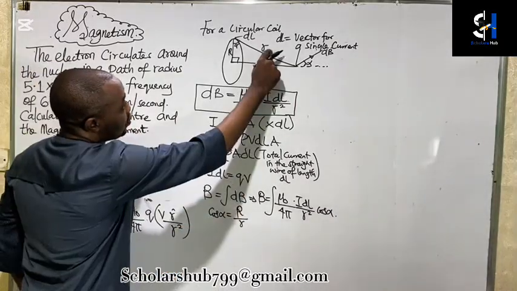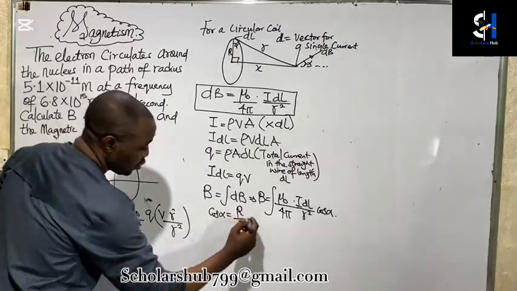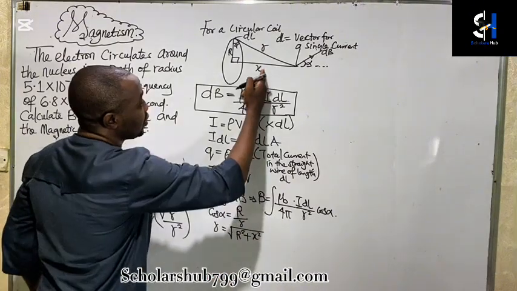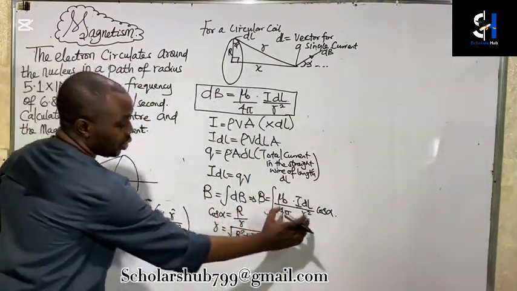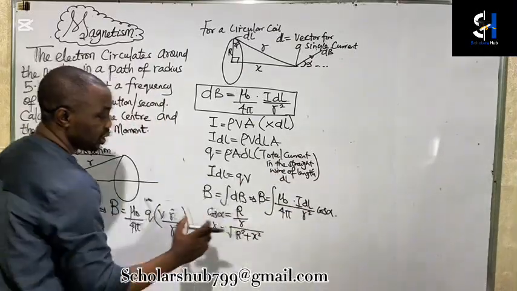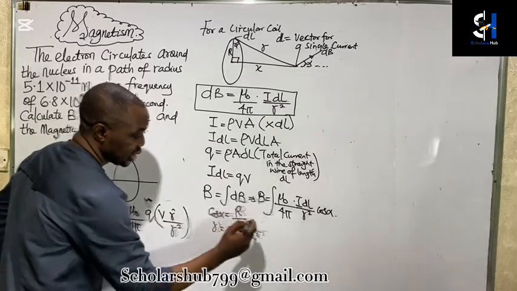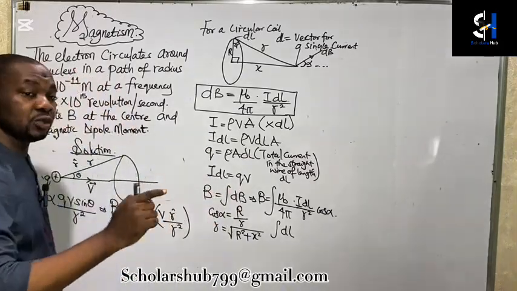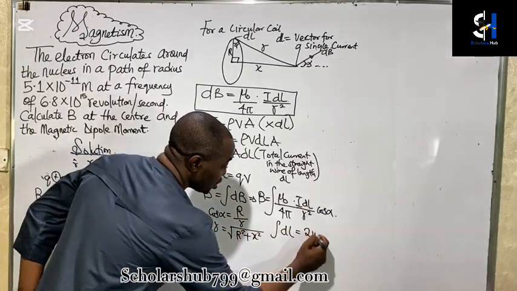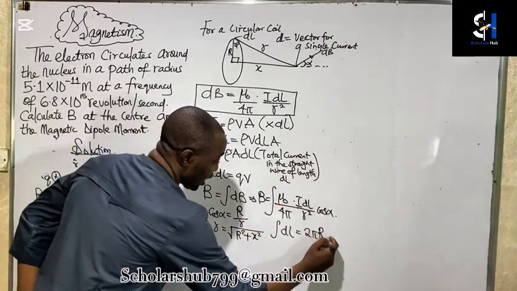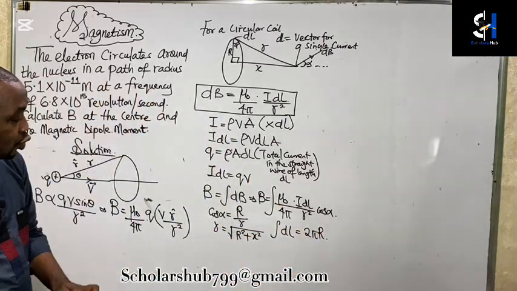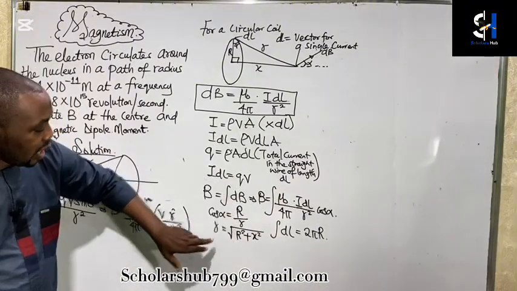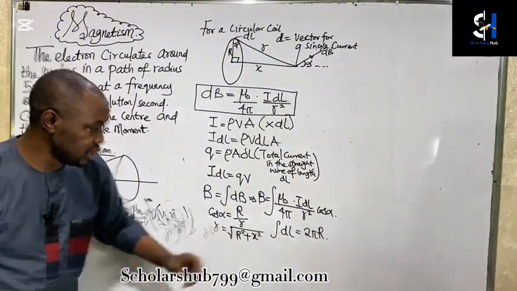Now, if I'm using Pythagoras rule, that distance would be the square root of R squared plus X squared. We are going to plug it into this equation. Then also let's note this: the integral of the element, that's the integral of the vector for the single current, is equal to the circumference of the circular coil, which is 2 pi r. So we have this to plug into the equation, and also this.